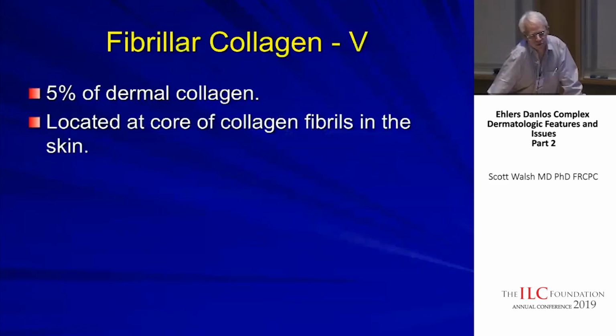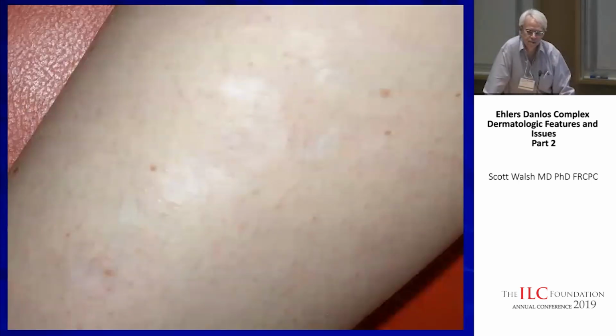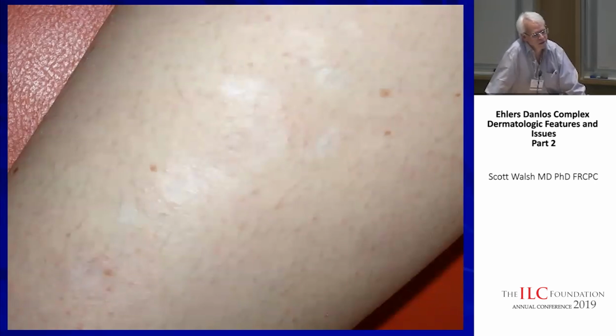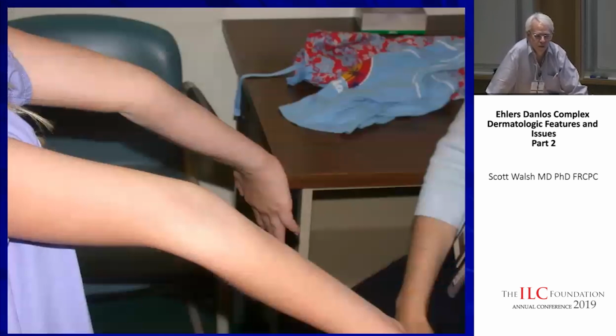So the center of the collagen fiber was collagen 5. It's located at the core, and it's the one that we know from classic Ehlers-Danlos syndrome. So this is the one that's affected when you have atypical scarring, this atrophic scarring or cigarette paper wrinkling scarring. Hypermobility, this is the type of Ehlers-Danlos where, when you go to a Vegas show, most commonly the contortionist has Ehlers-Danlos classic type.